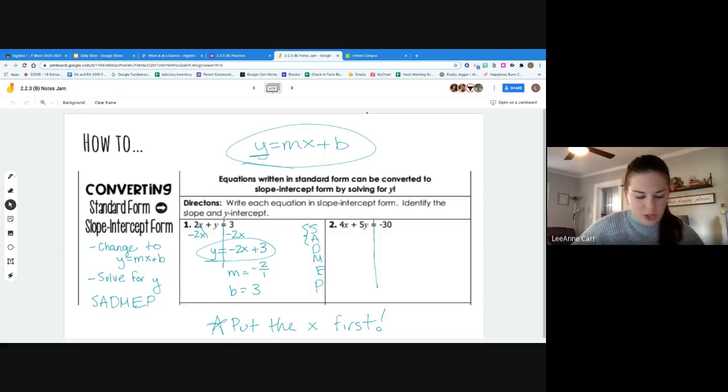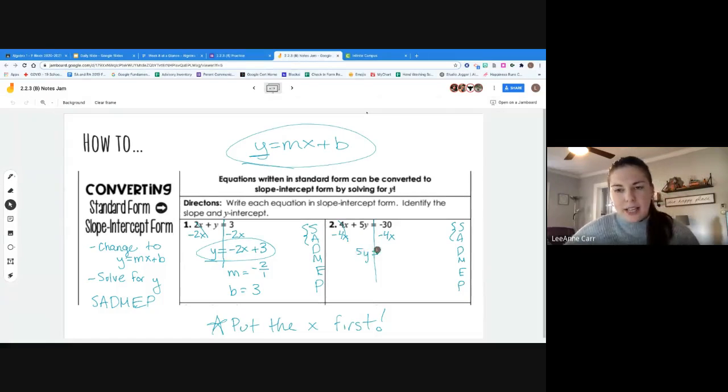If you're working ahead of me a little bit, you're noticing that this one's a little bit weirder, right? So we're still going to follow the same process. I'm still going to do SADMAP, which means I'm asking myself if anything is being added or subtracted to y. Remember, our goal is to get y by itself. Right now, 4x is being added, so we're going to subtract 4x. And that means I can cross these out because they're inverses. And on the left-hand side, I'll have a 5y.